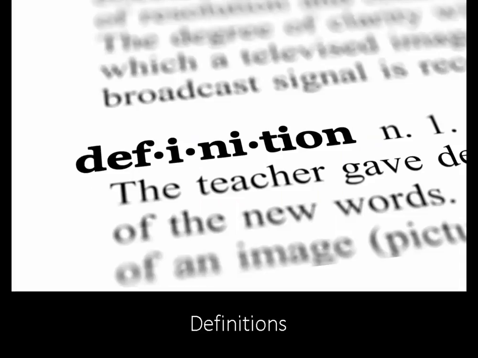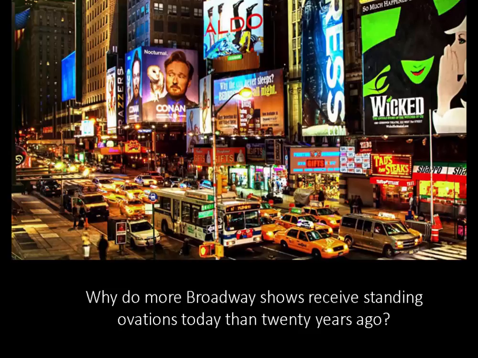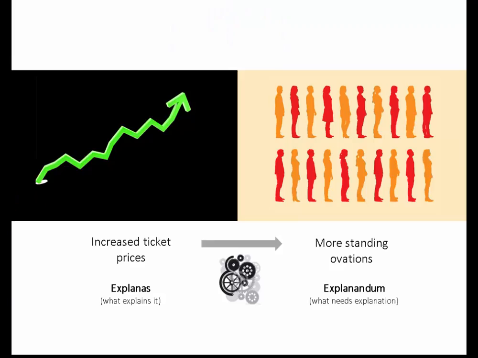Okay. First, some definitions. I'm going to introduce some definitions using an example. The example we had, you remember, was this puzzle: why do more Broadway shows receive standing ovations today than 20 years ago? We used that in the context of explanations, where I gave you a very general idea about how we can go about making explanations. It was this text by Jon Elster from Nuts and Bolts, from the book Explaining Social Behavior. He came up with this explanation: there's an increase in ticket prices, and that leads to more standing ovations.